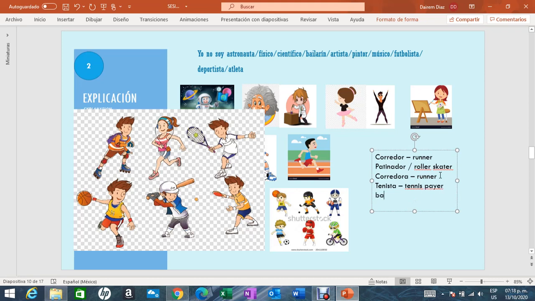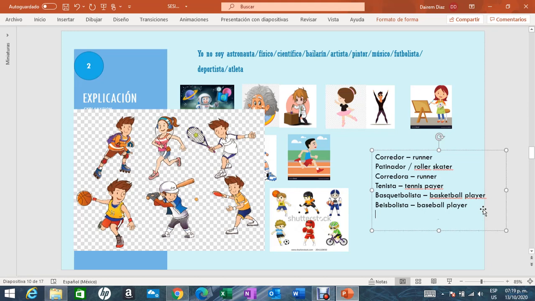Next, basquetbolista, basketballista, basketball player, basketballista. Maybe I didn't write it well because it's very similar. Yes, basketballista, basketball player. Next, we have baseballista, baseball player, baseballista.